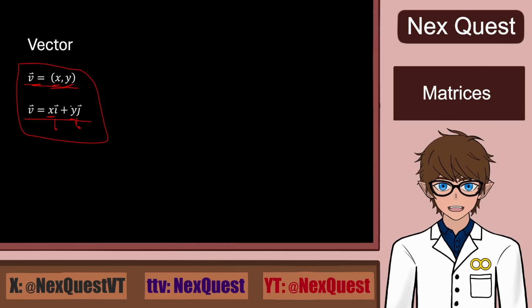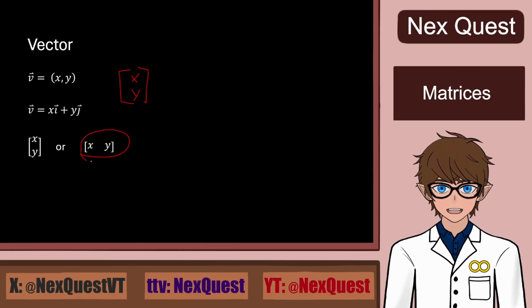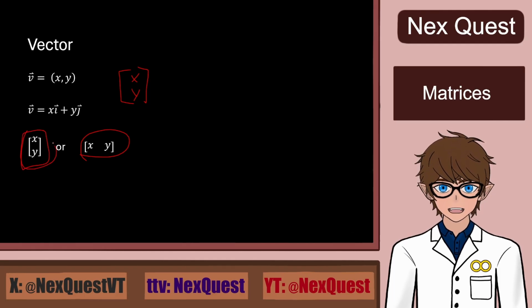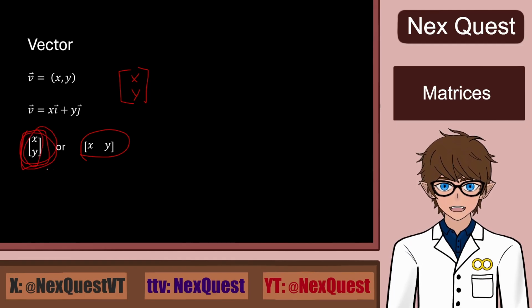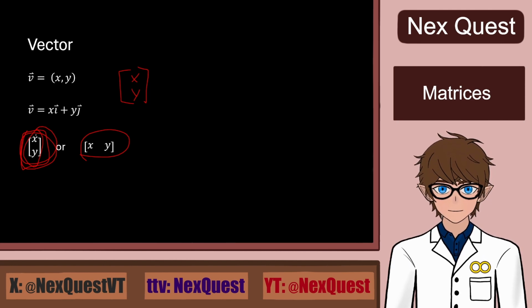But there is another way, and that is with a matrix. So put the square brackets and then the components like this, or this one is more commonly used for programming and stuff like that, but we will be using this one, the vertical version. But yeah, this is basically how you write a vector as a matrix.